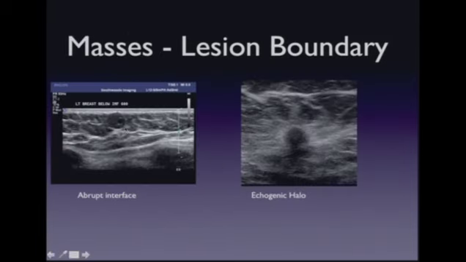Here are some examples of an abrupt interface in this epidermoid cyst, and you can clearly define a very well-defined border of this lesion, and you can pinpoint in one location or one pixel where the lesion begins and ends. In the image on the right, we have an echogenic halo. Again, we have a hypoechoic lesion that kind of fades into the hyperechoic rim and then fades into the adjacent tissue. So it's very hard to determine where the boundaries of this lesion are.